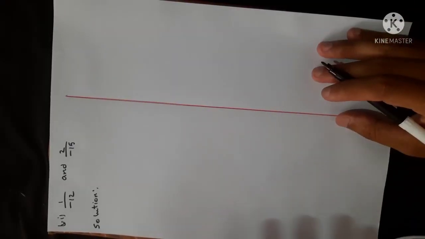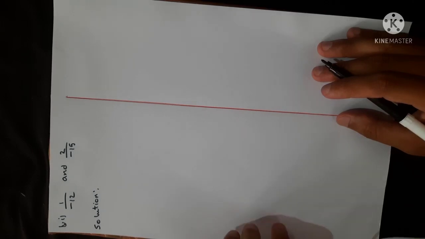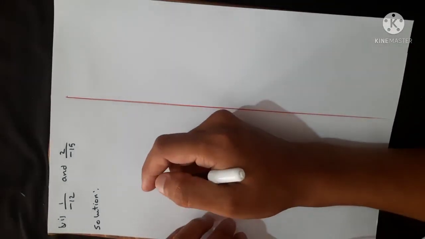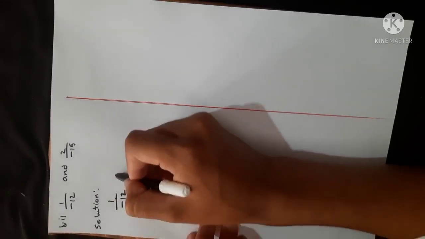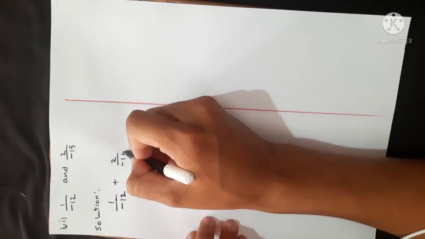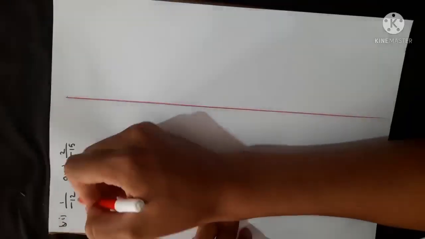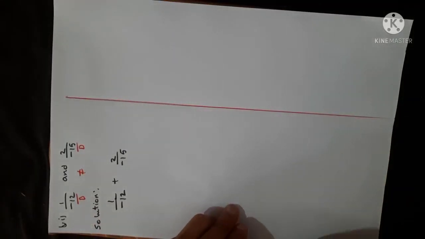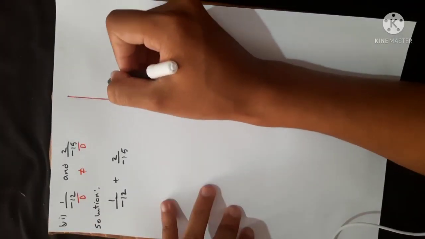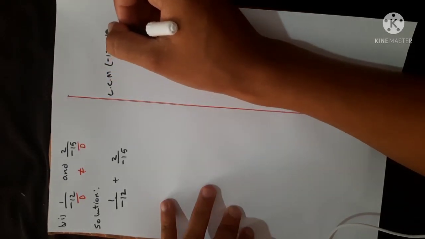Next question. Number 6. 1 by minus 12 and 2 by minus 15. So 1 by minus 12, again we have to add, and 2 by minus 15. The solution here. Again we see that the denominators are different, are not equal. So we should first find the LCM of the denominators, LCM of minus 12 and minus 15.